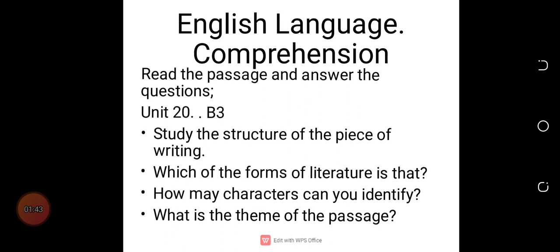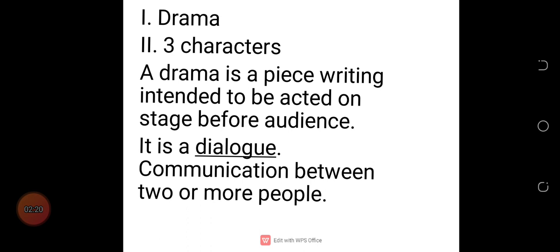Quickly glance through and make out the number of characters in that. Okay, I guess it is obvious. We have three main characters in that piece. Now for the theme, after going through the passage, you know what exactly the drama is about. The theme is going to be the central idea, the main idea upon which the writing is based. So yes, we have answered the question. We say it is a drama and we have three main characters in that.